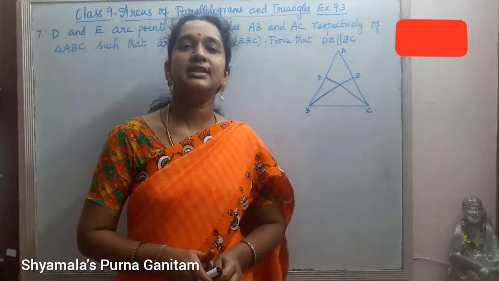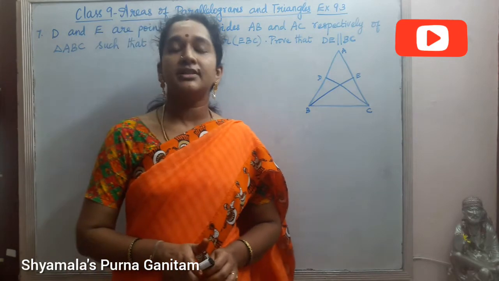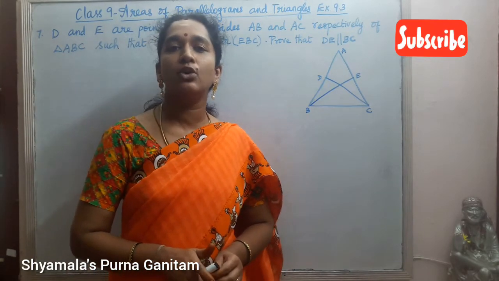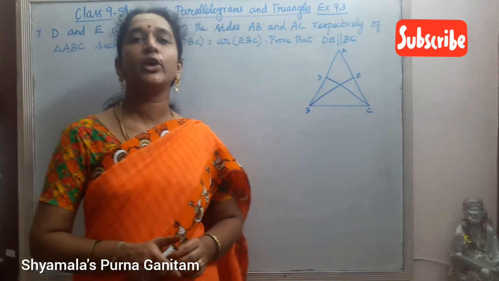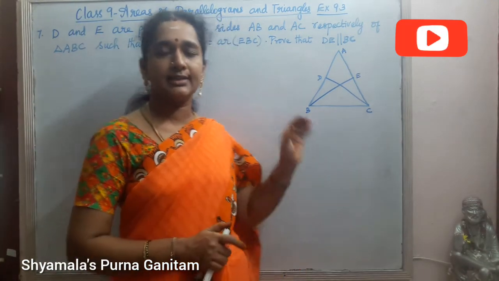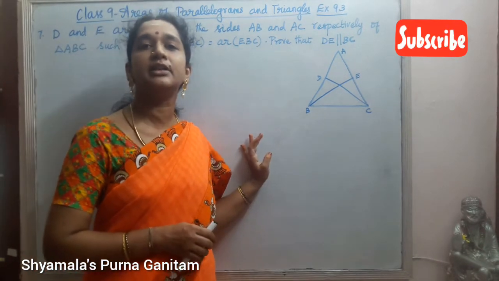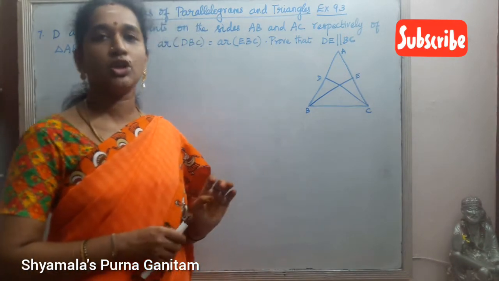Good morning students. In this class I will be doing the class 9 CBSE syllabus area of parallelograms and triangles. Already 2 exercises I have completed. The third exercise I am doing, exercise 9.3. In that, the 7th sum I will do. The 6th sum I have given in the description box, you can check.